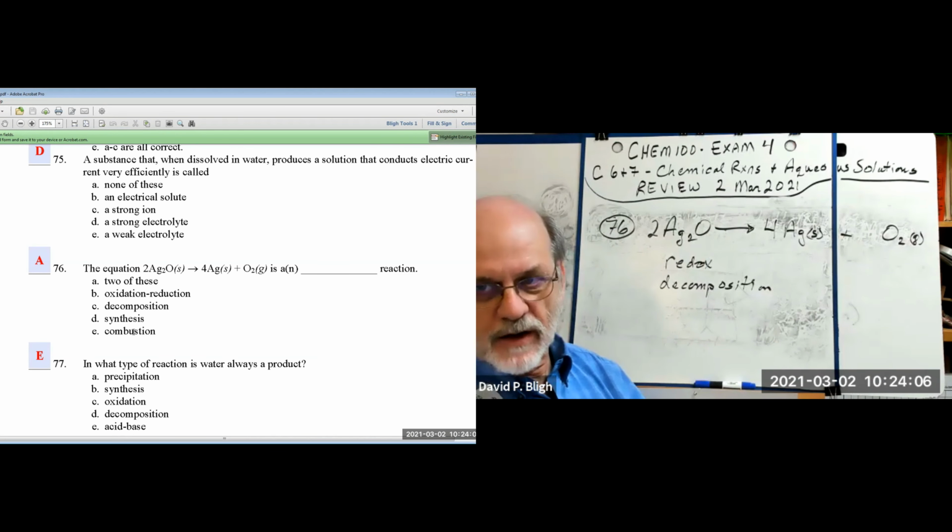Transfer of electrons, that's easy. That's an oxidation reduction reaction. That one's too easy. Let's skip that one. All you have to know there is the definition.